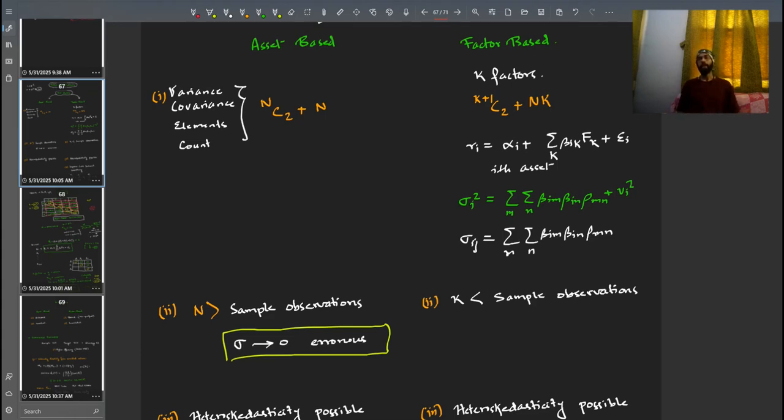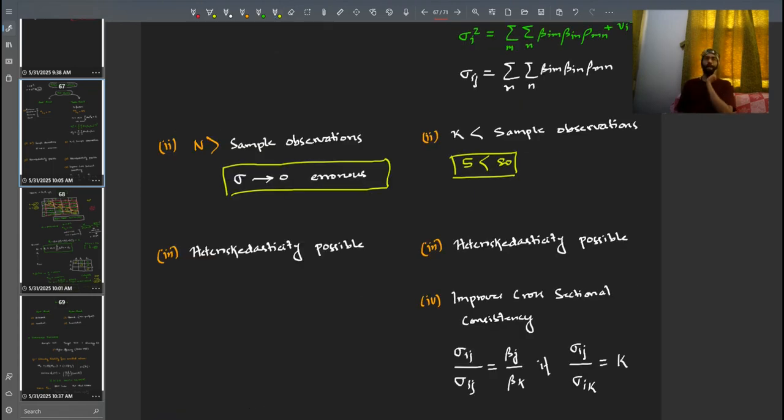On the other hand, if you have like 80 observations and if you have 3 factors, you are quite okay with it, right? Let's say even if you have 5 factors, there are 80 observations, you are still quite okay with this kind of a model because the number of factors is much less than the number of samples that you have. So here you are in a better position.